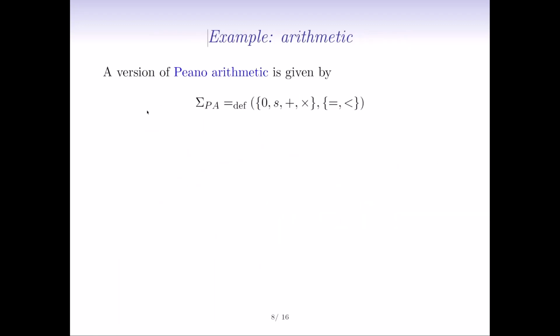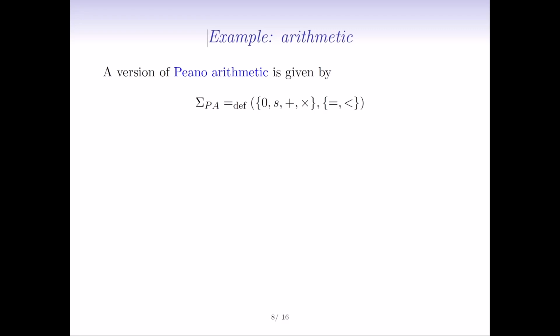All right, so now let's go and look at a couple of examples of first order languages. And our first example is a first order language for so-called Peano arithmetic, named after the Italian mathematician Peano, who gave axioms for arithmetic for almost the first time in the late 19th century.